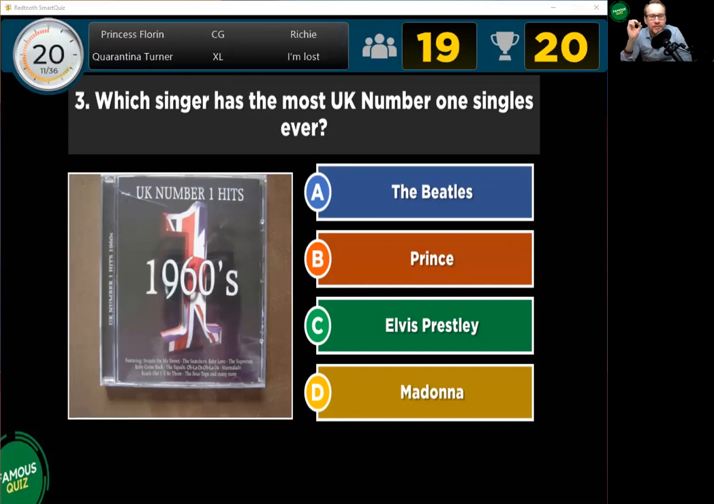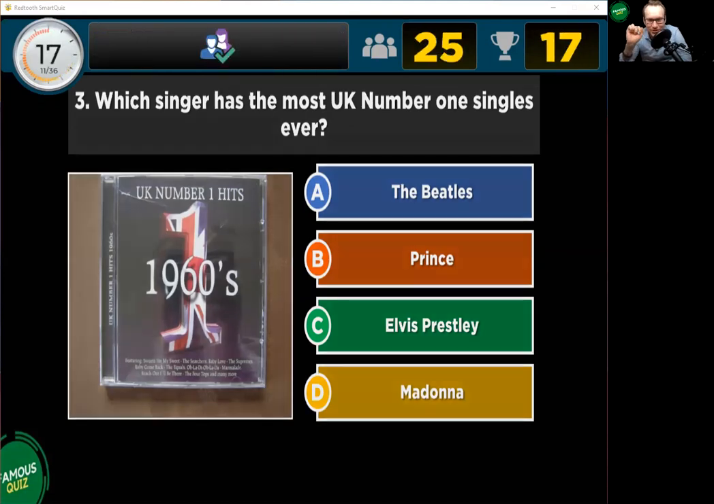I needed to write which music artist. Which music artist? I wrote a bit wrong. Which singer? So which music artist, basically.